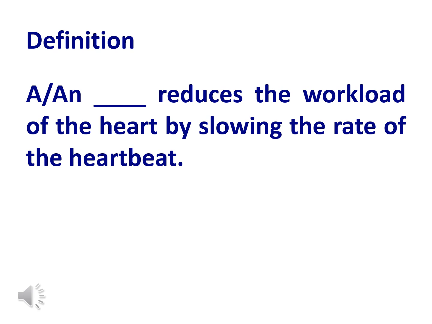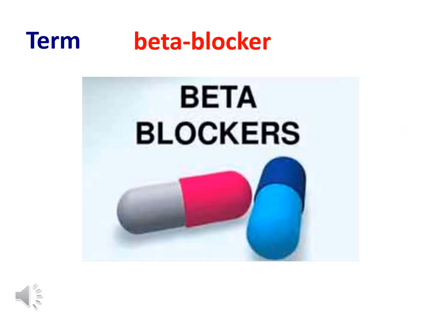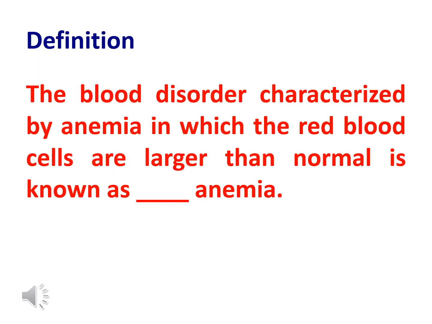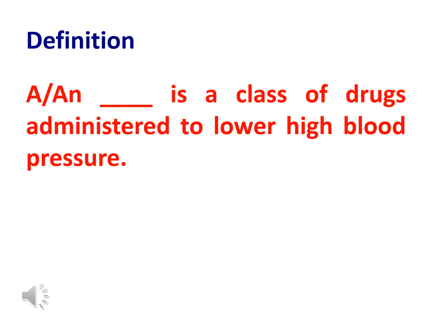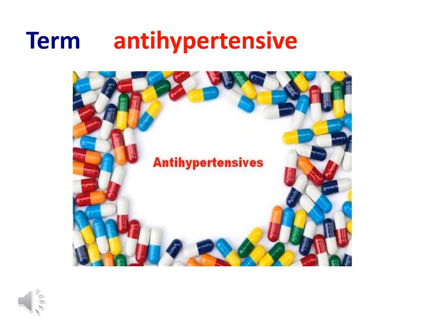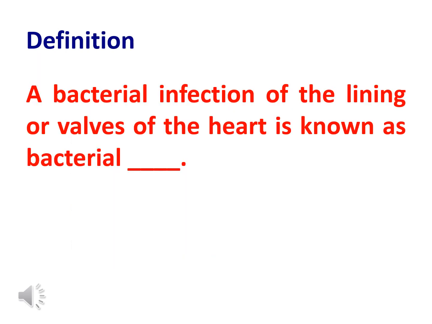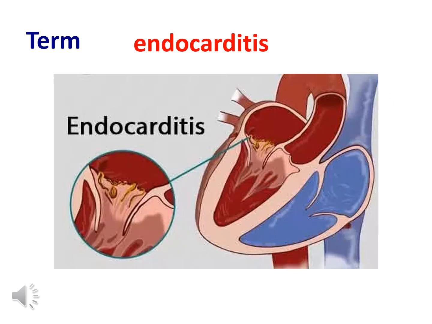What class of medication reduces the workload of the heart by slowing the rate of the heartbeat? Beta blocker reduces the workload of the heart by slowing the rate of the heartbeat. The blood disorder, characterized by anemia, in which the red blood cells are larger than normal, is known as what anemia? It's called megaloblastic anemia. What is a class of drugs administered to lower high blood pressure? It's called antihypertensive. A bacterial infection of the lining or valves of the heart is known as bacterial what? It's called bacterial endocarditis.